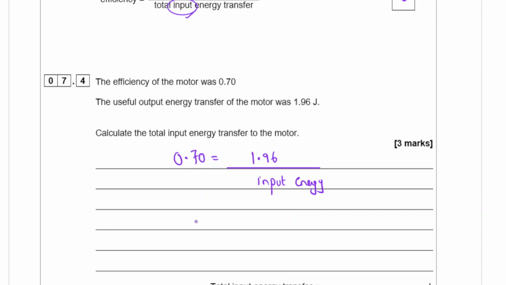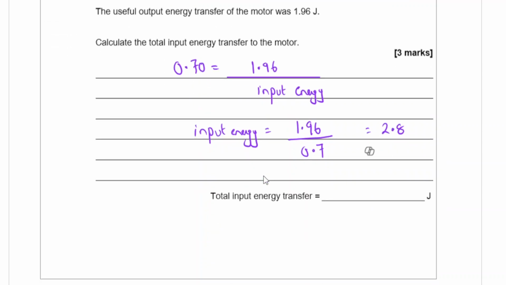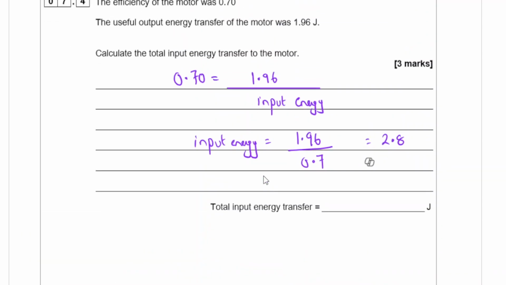So input energy equals 1.96 divided by 0.7. That gives me 2.8, which is correct. The input energy has to be bigger than the output. Yeah, input energy has to be bigger than the output energy. I'm getting it mixed up. 2.8.